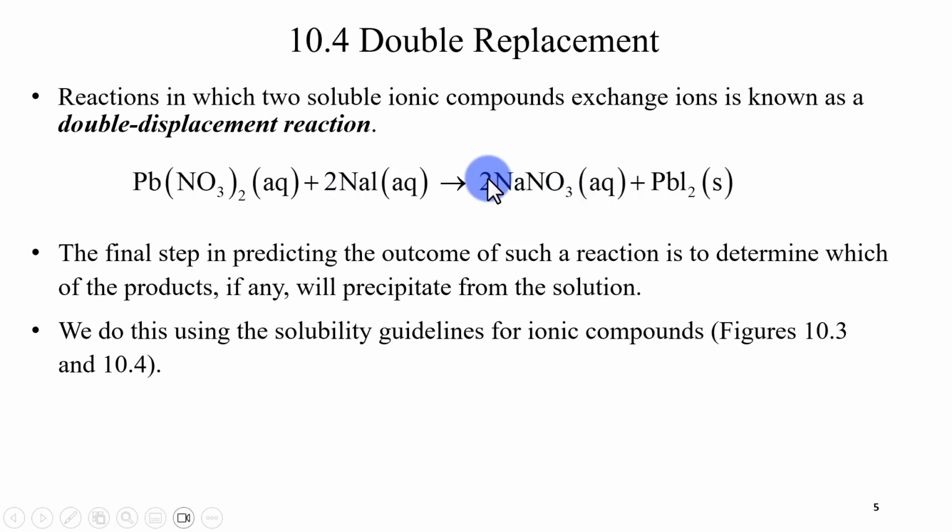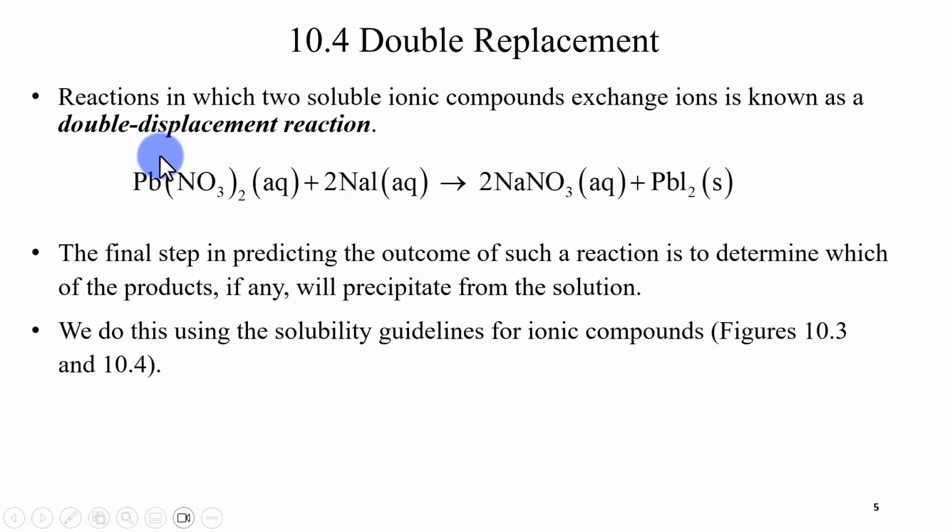Here's the compound. Now that 2 in front tells me I have 2 of each. So 2 sodiums, 2 nitrates. This doesn't correspond to the charge. This tells me that I have 2 nitrate units. Now lead is a 2+ ion here because nitrate is a -1. 2 of those gives me a -2.